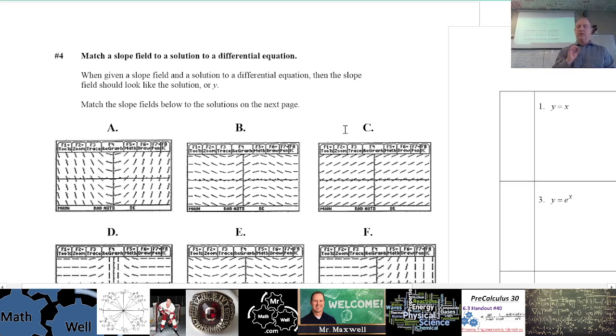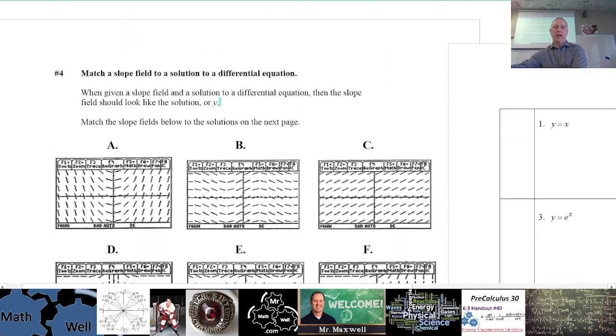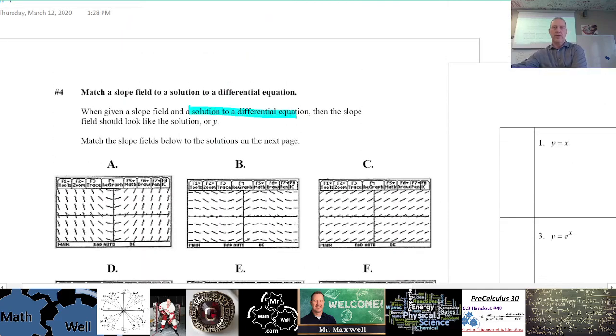This one's a little bit easier than the one yesterday, I think, because what we're trying to do is match the slope fields now with a solution to a differential equation. So if you're given a solution to a differential equation, then match a slope field, okay?